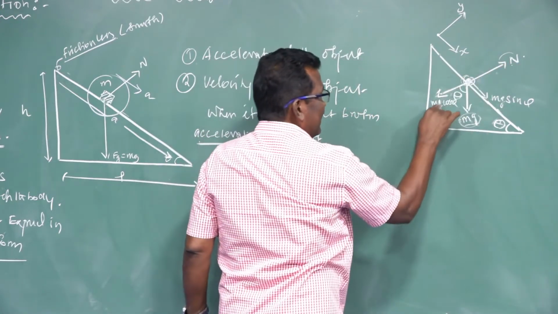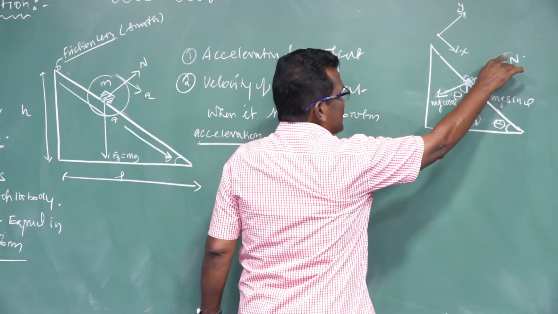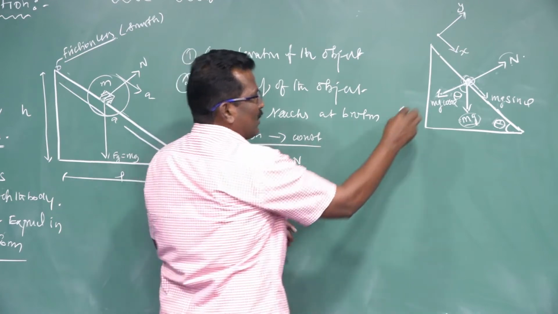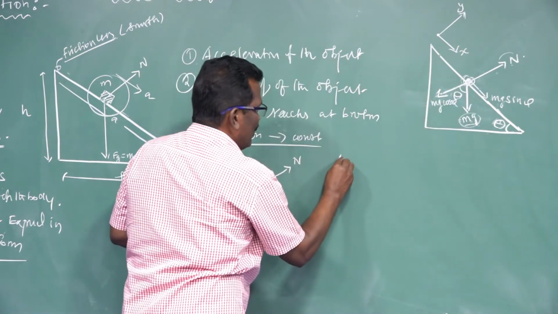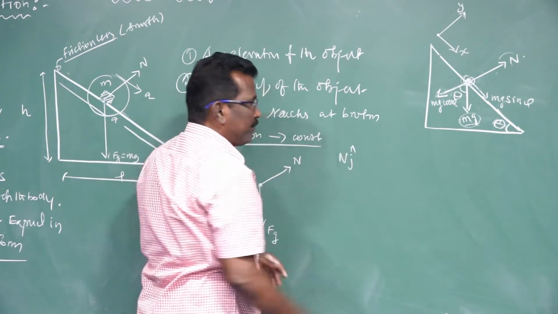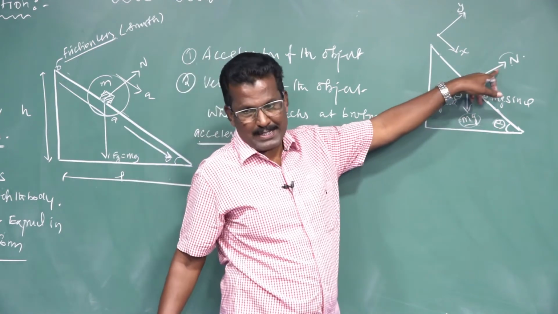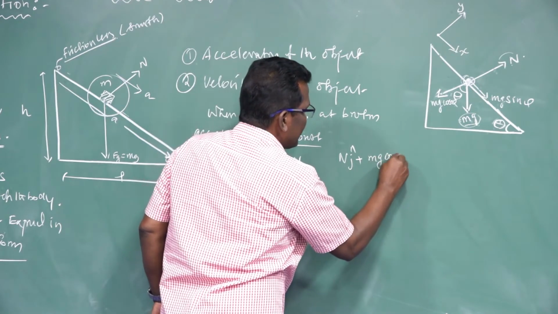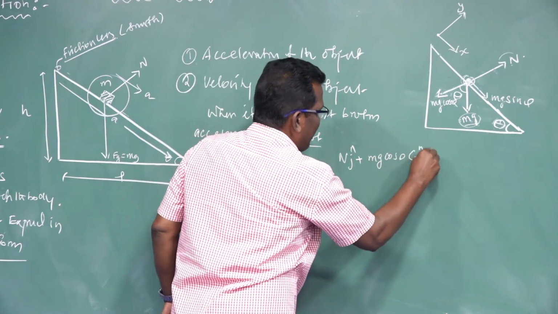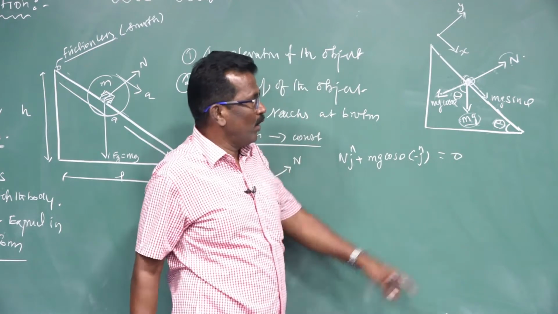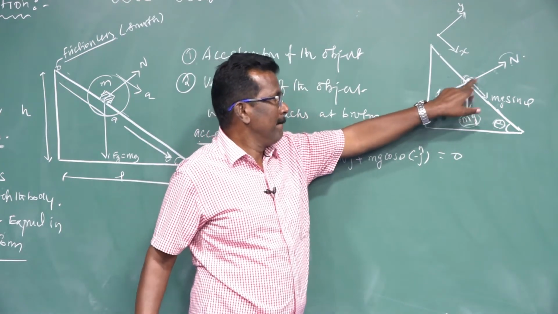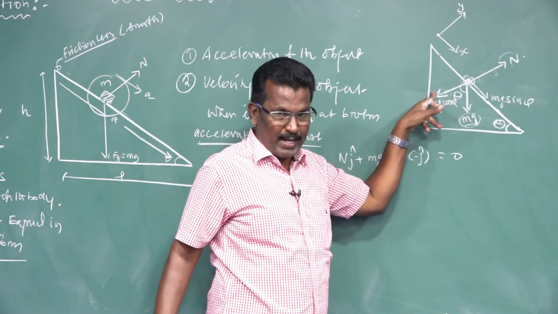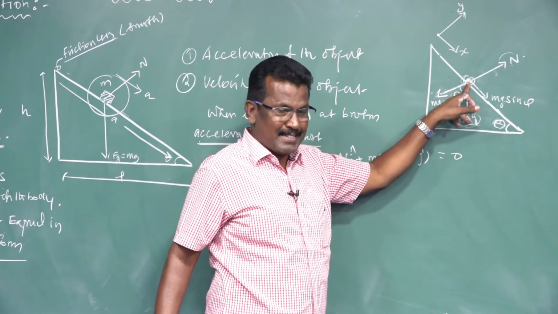So N acts along the positive y-axis, and mg cos theta acts along the negative y-axis. So the two forces are balanced. N j cap, along the positive axis, plus mg cos theta along minus j cap, is equal to 0. Why? The body neither moves upward nor downward, so it remains stationary.